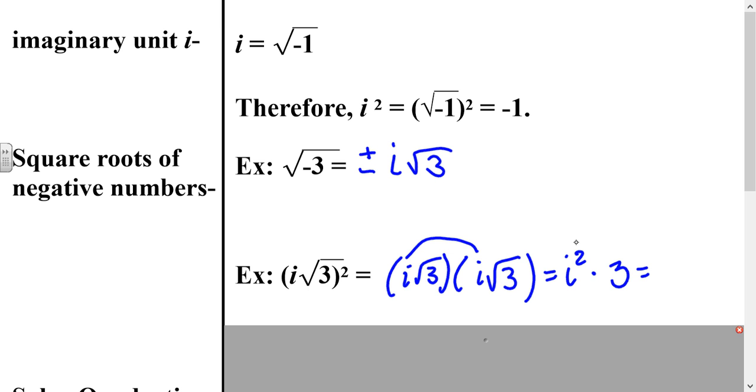But remember, we talked about i squared was equal to -1. So -1 times 3 would be equal to -3. So that would be the answer. And that should work because remember, i squared equals -1. So if I square root -3 times itself, then I should get -3.